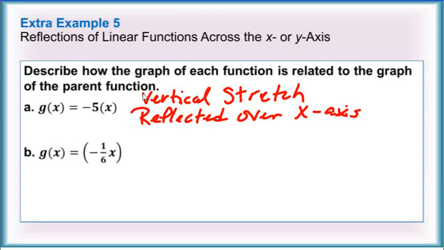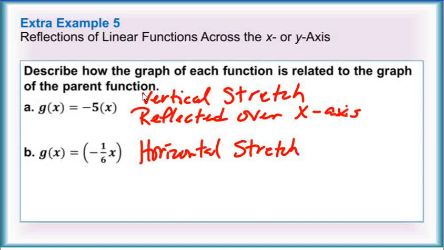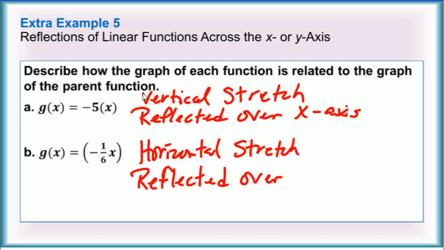And letter B, the number is inside the parentheses, so it's a horizontal dilation. The absolute value of a -1/6 is 1/6, which is less than 1, so this would be a horizontal stretch. And there's a negative involved, so there's reflection. So this is reflected over. Since it's affecting the x, it's reflected over the y-axis.